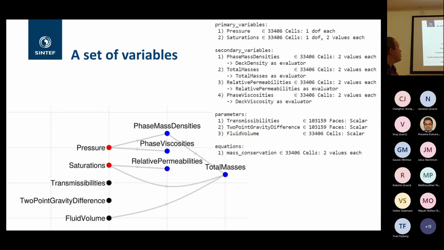And once you set this up, this basically computes a nice little graph where you have your parameters on one side, you have your primary variables, and then you have a relationship between the primary variables and the secondary variables to compute, for instance, the total masses, which depend on saturations, the fluid volume, and the densities.